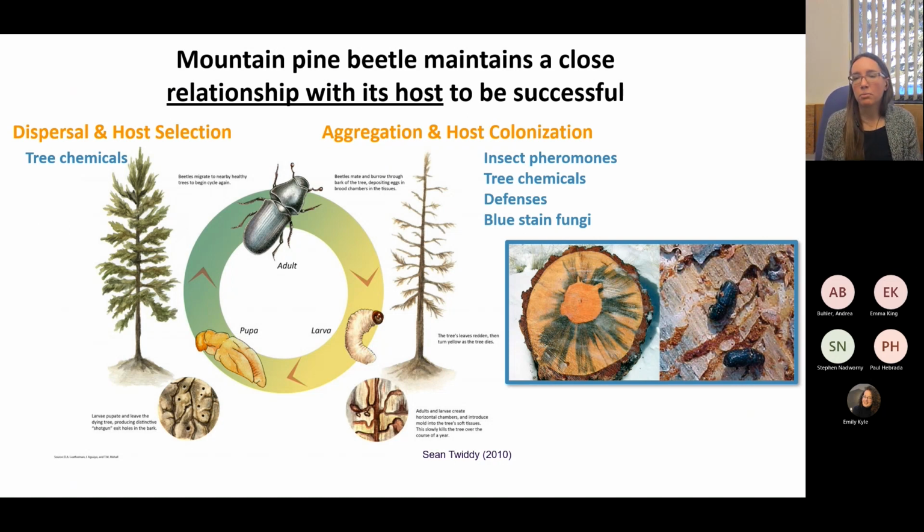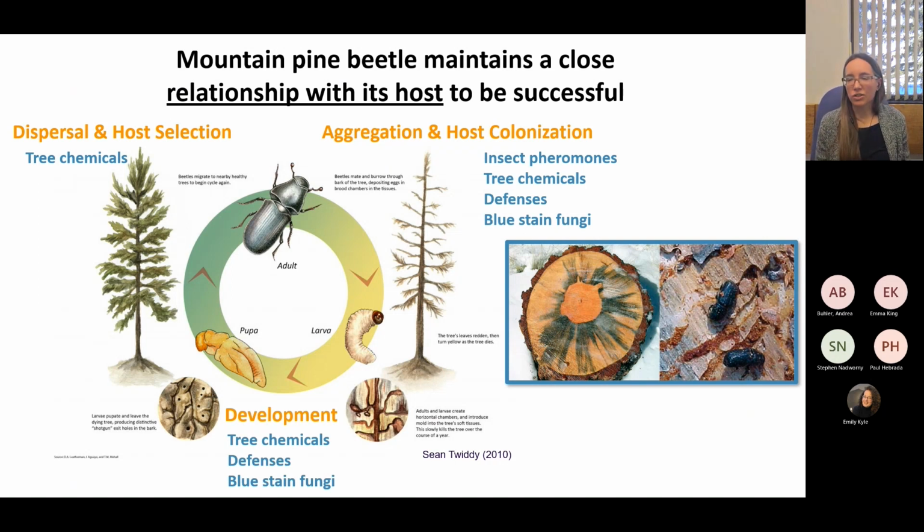And beetles also bring with them blue stain fungi. These blue stain fungi help with this aggregation and host colonization stage by essentially detoxifying some of the defense chemicals for mountain pine beetle. And another way that these beetles and trees interact is during the development stage. So during this time, tree chemicals are really important, especially during low population periods where mountain pine beetles are eking along and not outbreaking. So kind of what we are in right now in most of Alberta and BC. These defense chemicals can be toxic to the developing insect, but again, the blue stain fungi can help detoxify them, plus increase the nutrients of that phloem tissue. So there are these multiple ways that insects and trees interact.